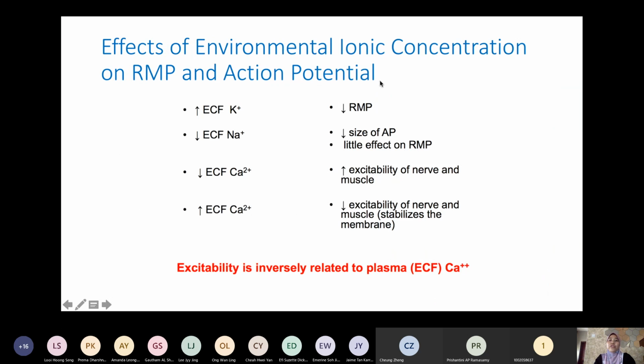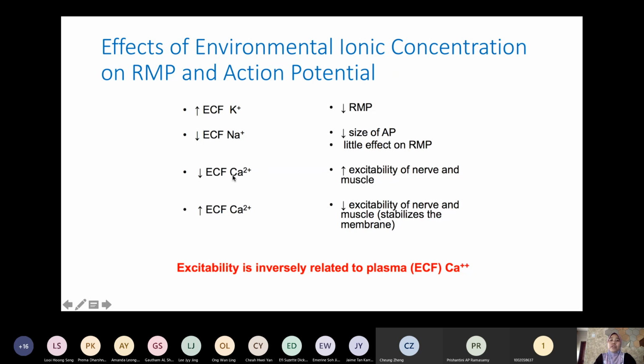Okay, now the effect of environmental ionic concentrations on the resting membrane potential and action potential. When the extracellular fluid contains a lot of potassium, the resting membrane potential will be reduced. When we have a reduction in the extracellular fluid sodium concentration, it will decrease the size of the action potential, and it has only a little effect on the resting membrane potential.